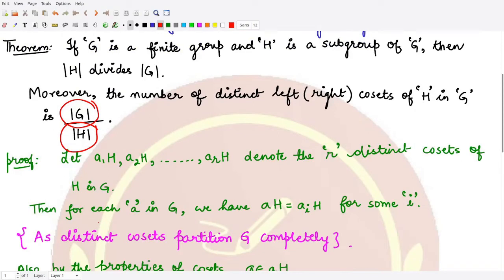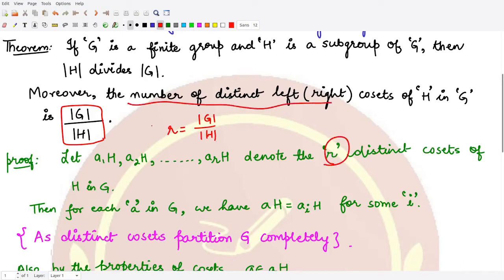The proof is also very simple. In the proof we have A1H, A2H up to ARH as the distinct cosets of the subgroup H in the group G. So now we have the count of distinct cosets as R. We want to prove that this R is equal to the order of G divided by the order of H, because R denotes the number of distinct cosets of H, and that is what we want to prove in the second part. In the first part we want to prove that the order of H divides the order of the group G.